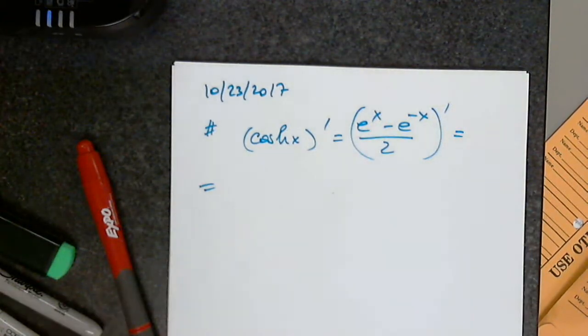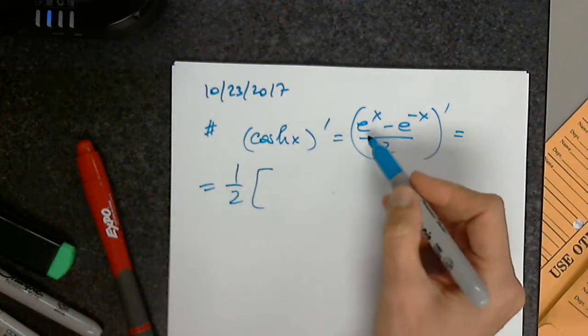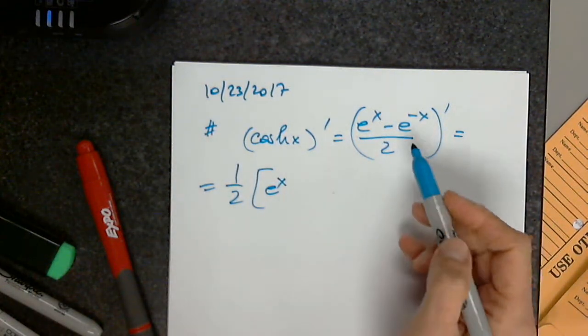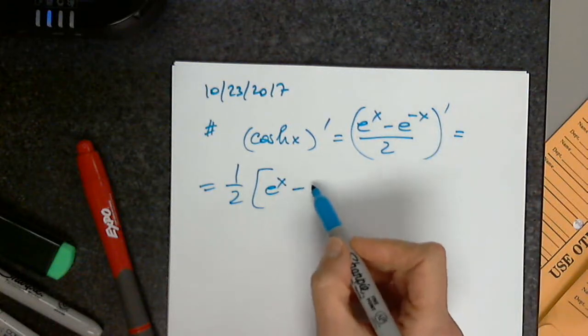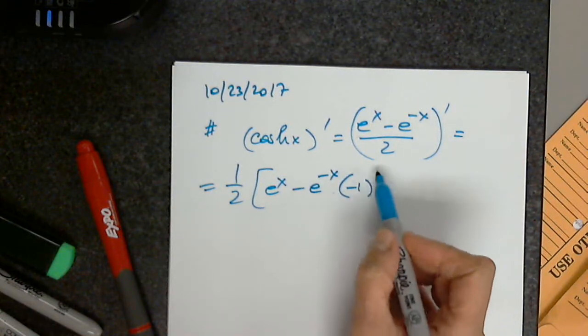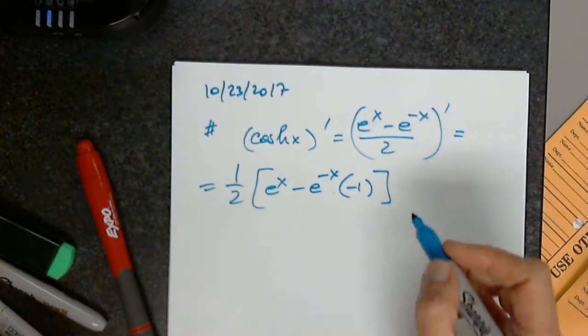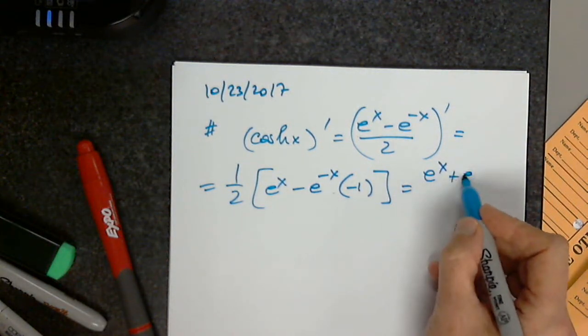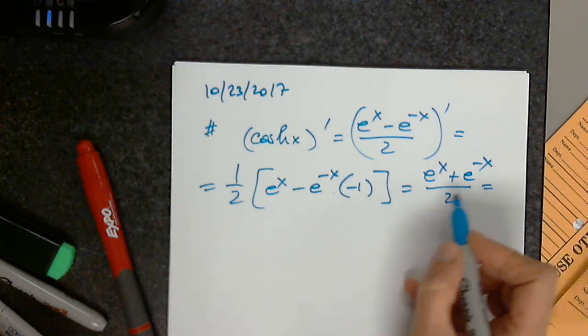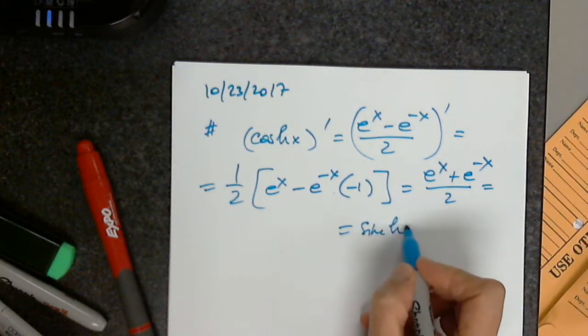So hyperbolic cosine is that. So I have 1/2 in front. e to the x prime is e to the x. e to negative x prime is e to negative x times the inner function prime. So then this is e to the x plus e to negative x over 2, which happens to be hyperbolic sine.